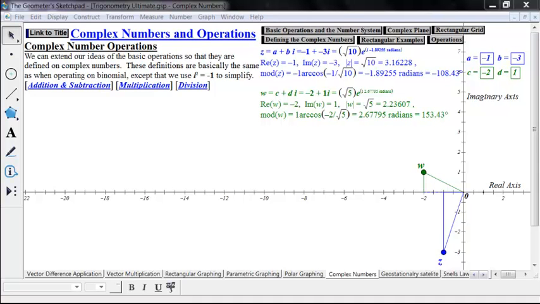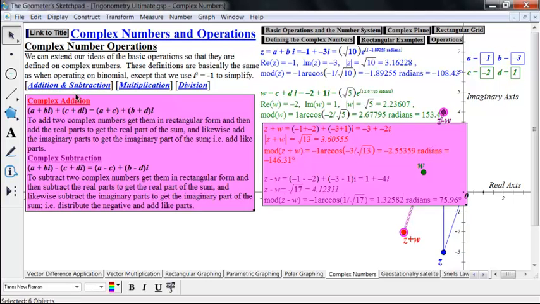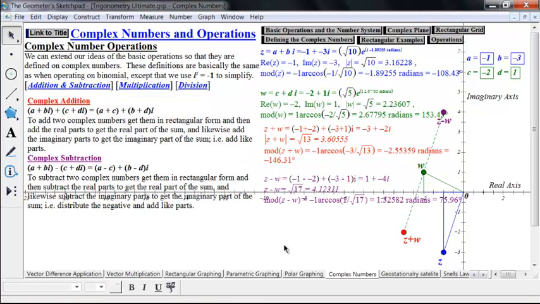Well, now we have defined the complex number system, but these are supposed to be numbers, and so we should be able to do some basic operations like add, subtract, multiply, and divide, and even powers and roots with these numbers. So let's see how we would define some of these operations. So let's start with addition and subtraction.